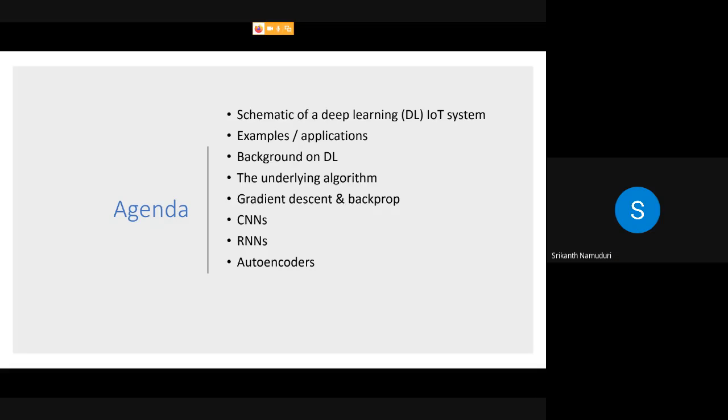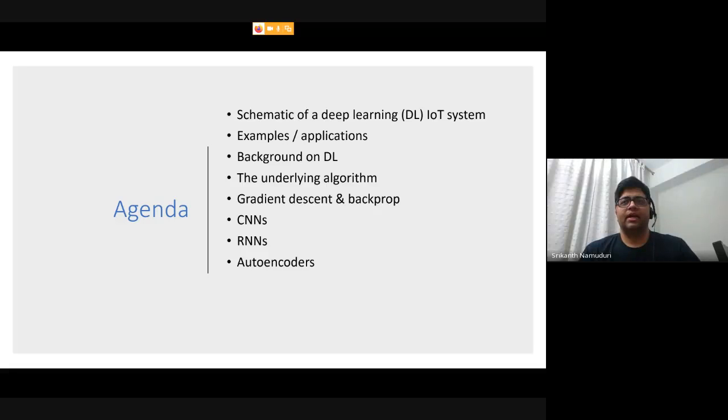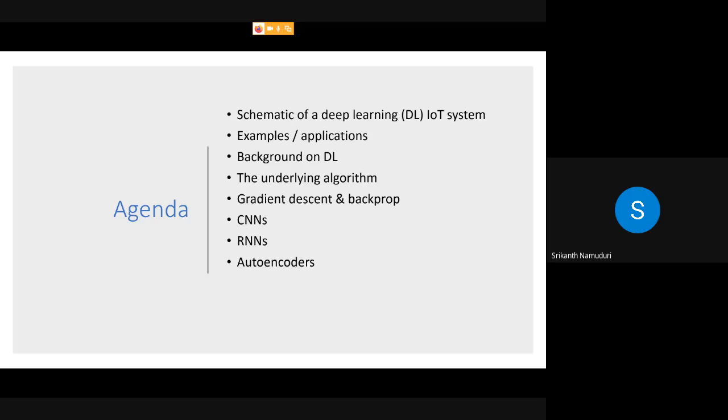And then we'll talk briefly about CNNs, RNNs, and autoencoders. Again, CNN stands for convolutional neural network, and RNN stands for recurrent neural network. CNNs are the most popular type of neural networks. So I have a few extra slides on CNNs compared to RNNs and autoencoders, where I give a very brief introduction.